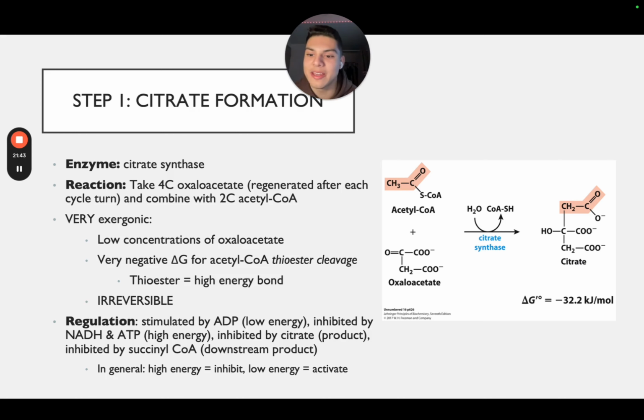So citrate will inhibit it, and it's also inhibited by, and this is a special case you should memorize, succinyl-CoA, a downstream product, which will also inhibit citrate synthase. I wish I could tell you why. I think this has to do with muscle now that I'm mentioning it, but I don't want to conjecture too far. In general, high energy will inhibit the citric acid cycle, and low energy will activate it.